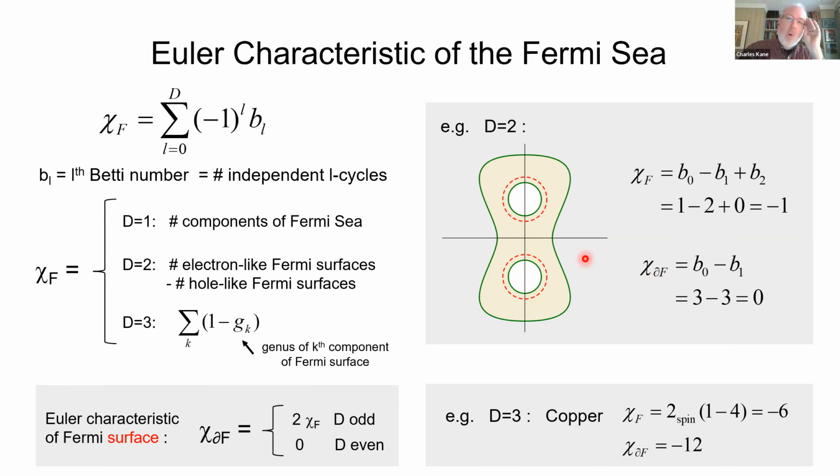So this is what the Euler characteristic is, and I want to argue that in two dimensions, I have some probe of that property of the Fermi sea. Now it turns out there's actually another way you can think about this Euler characteristic, which is useful.